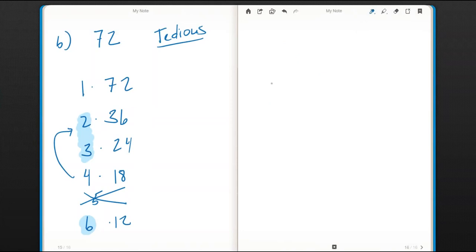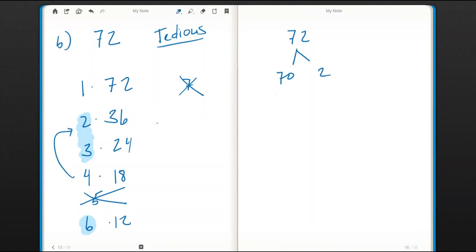7 is a prime number. There's no way to do it except think about 7s, but 7 is easy in this case because I have 70 and 2, and of course 70 divides by 7 evenly, but 2 doesn't work, so I know from that that 7 is not going to work.